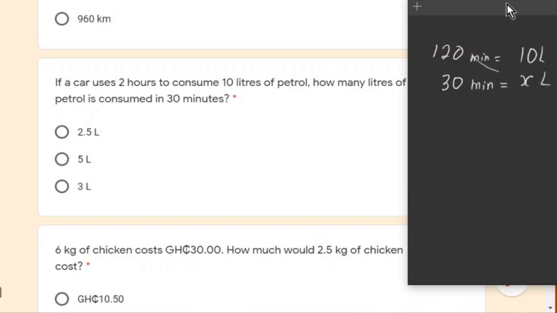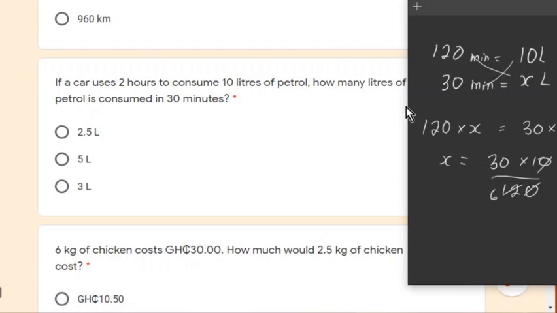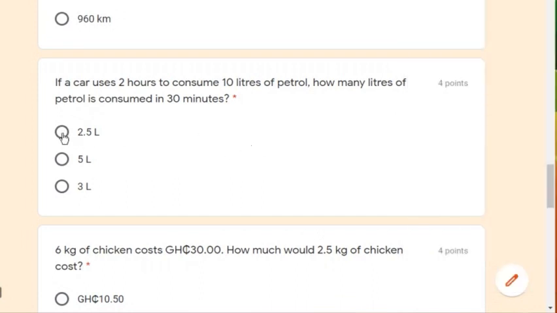So, cross multiplication. Okay, quick one. 120 times x is equal to 30 times 10. When I divide both sides by 120, I'll get 30 times 10 all over 120. Now I can easily cancel 12. I have 2 divided 6 times, 2 divided 15 times. So I have 15 divided by 6. 3 divided is 2, 3 divided is 5. So my x is equal to 5 divided by 2, which is equal to 2.5. So the correct answer is 2.5 liters.